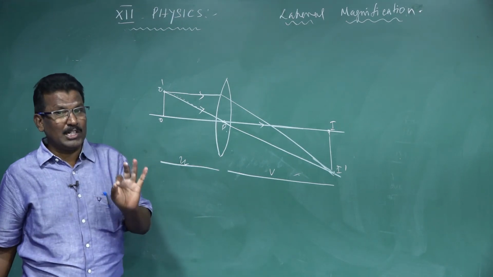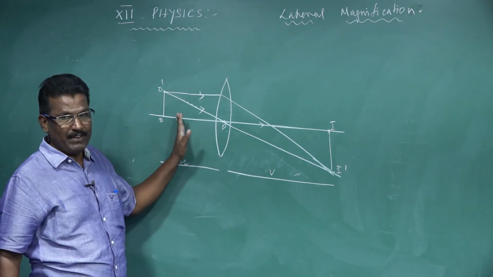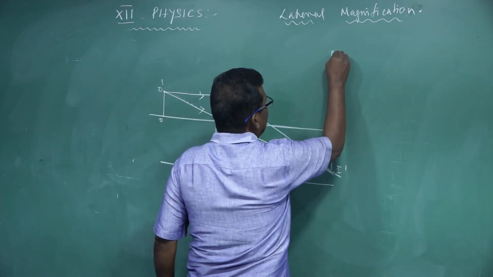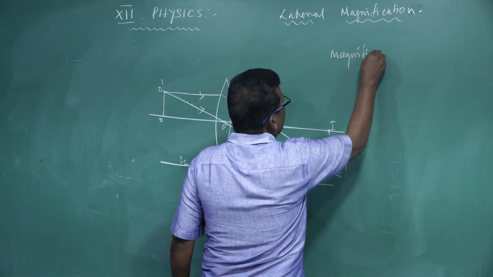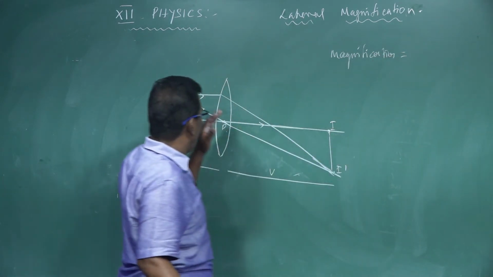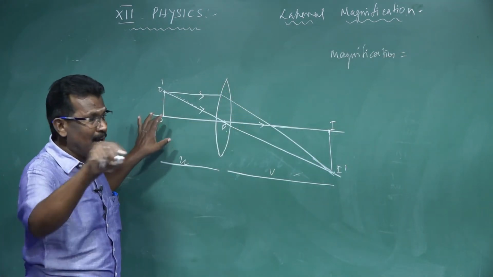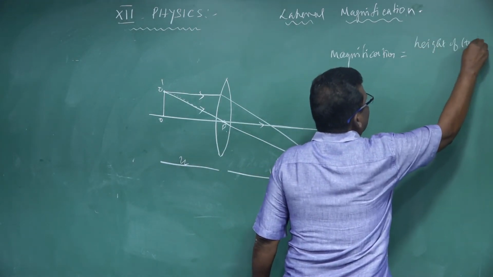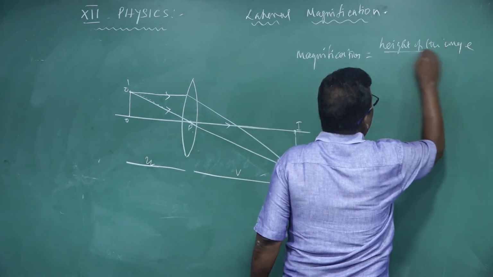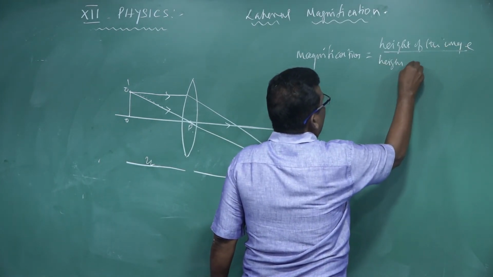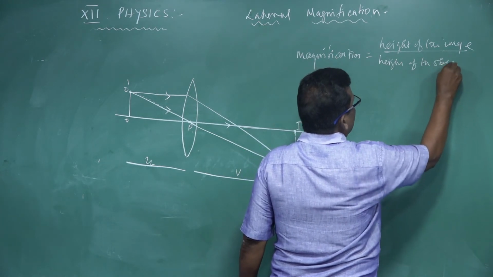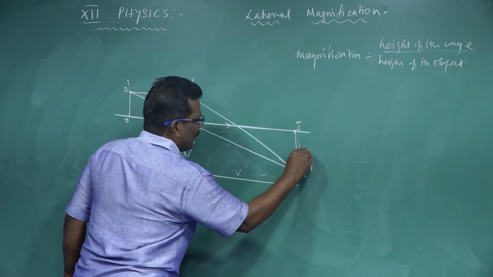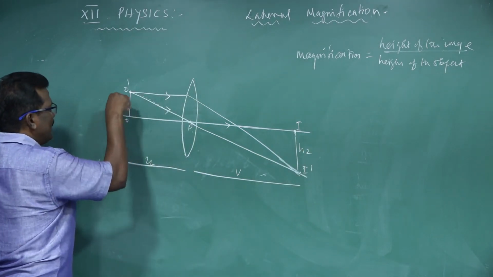Now our aim is to calculate the magnification of the lens. What is the formula to calculate the magnification? Magnification is equal to the height of the image to the height of the object. What is the height of the image? This is h2 from the principal axis. This is h1 from the principal axis.